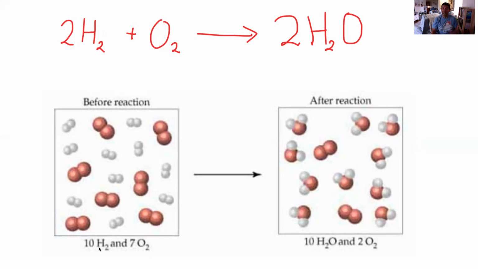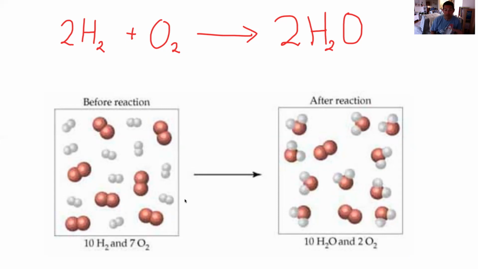Now, if we have 10 hydrogens, half as many hydrogens would be 5, right? For 10 hydrogens, we need 5 oxygens, and we're told we have 7, right? So we have all of the oxygen to react with all the hydrogen and a little bit of extra. So the hydrogen is the limiting reactant. The oxygen is the excess, and we're going to have excess oxygen.